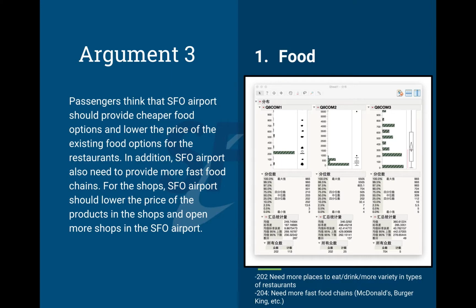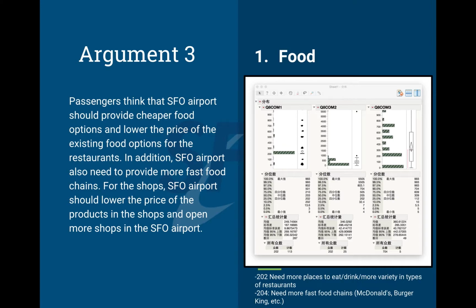So the last part is argument 3. We want to know why people are giving these bad ratings for these two areas. We chose the data from 2015 and 2016. We chose the part of question 8 because this part is about suggestions from the passengers. So we used the function of distribution analysis, and we put the question 8 data inside of it, and we knew that suggestions 202 and 204 are the suggestions which passengers mentioned most.